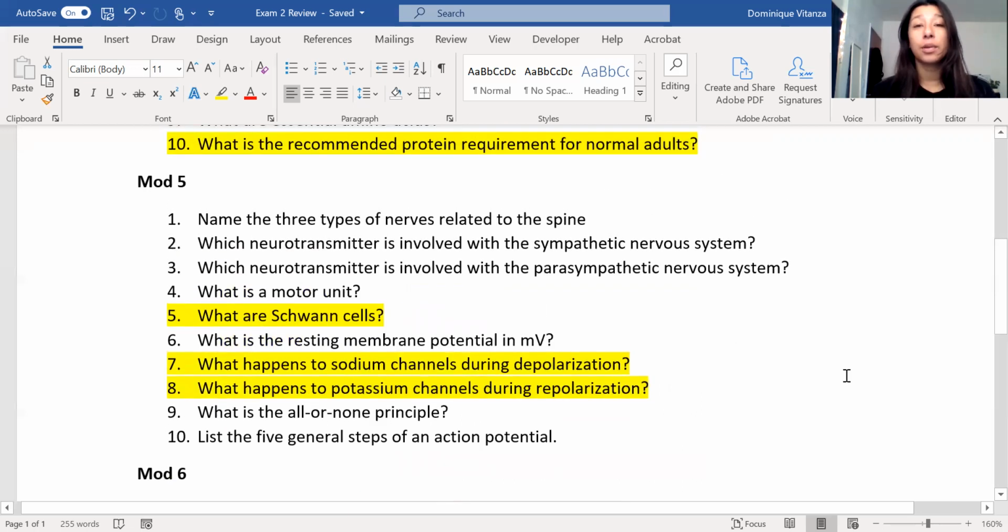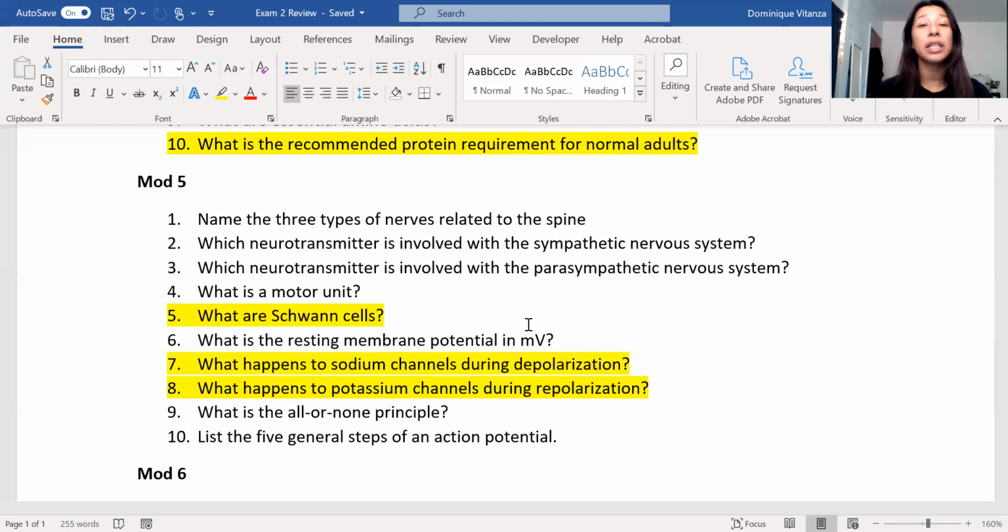Module 5 relates to what we talked about in lab this week, so talking about action potentials, neurotransmitters, all that good stuff. A couple of important things to look at for this module are: what are Schwann cells? Why are they important? What are they made out of? And what is the disease that affects them, and why does it do that? You will learn about MS in lecture this week, so take a look at that and how it is relevant to Schwann cells.